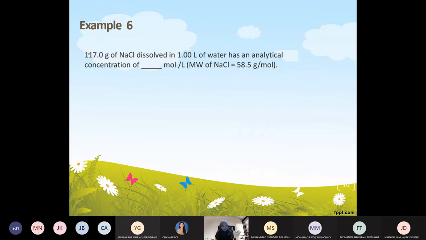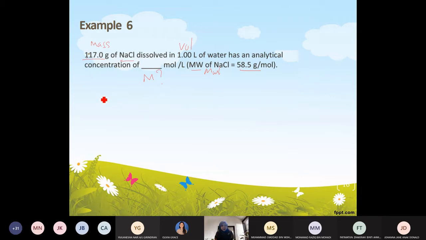How about this? How to solve this? We have sodium chloride here. Sodium chloride mass is 117 gram. We have the volume here. Okay. So what is the concentration? M. So given the molar mass here. Sini. So how to solve this?